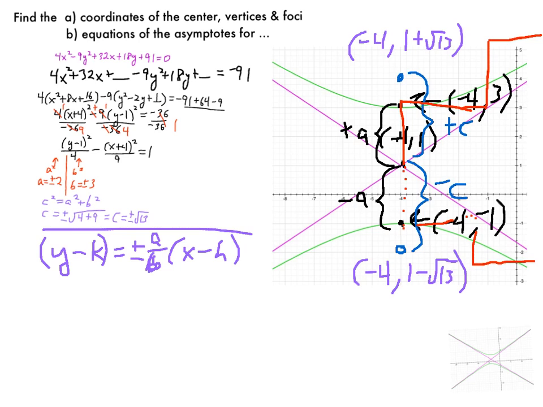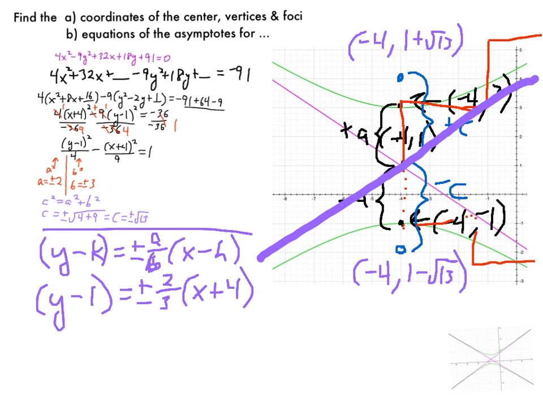Oh, that's a b. Okay, so then we have y minus our k value equals plus or minus, well, a was 2 and b is 3, times x minus negative 4. And there are the equations for these asymptotes right here. That is the equation for these two asymptotes.